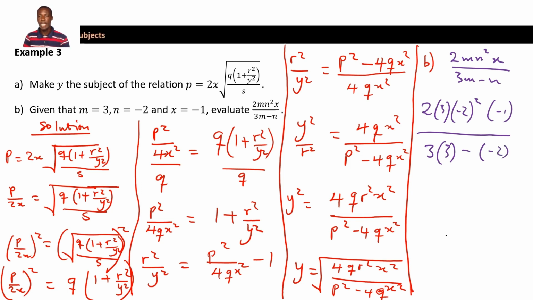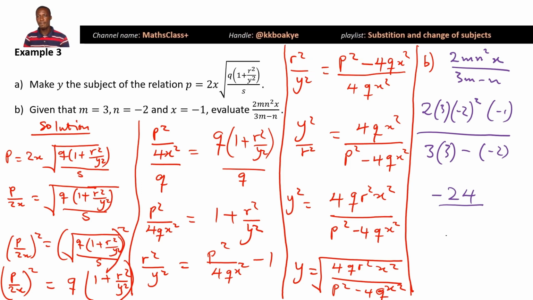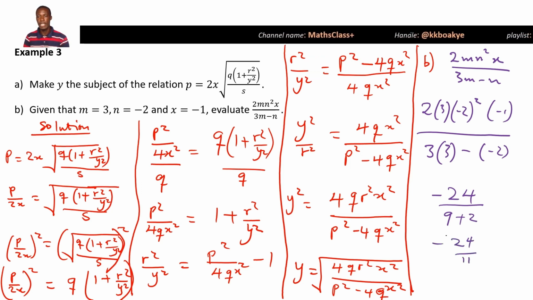So when we simplify, we get negative 2 squared is positive 4. That will give us 2 times 3, which is 6, times positive 4, which is 24, times negative 1. So that will be negative 24, divided by 9 minus negative 2. That will be 9 plus 2. And so that will give us negative 24 over 11. And then 11 goes into 24 2 times. So 2 whole numbers, remember, 2 over 11 as our final answer.